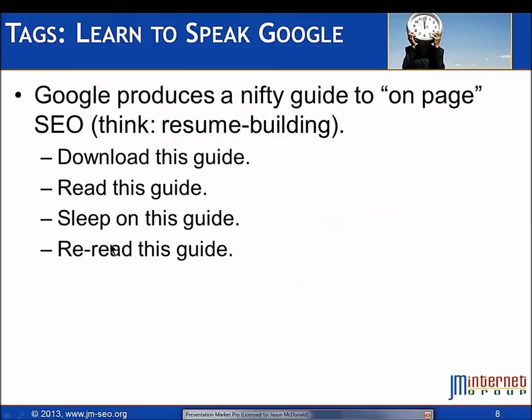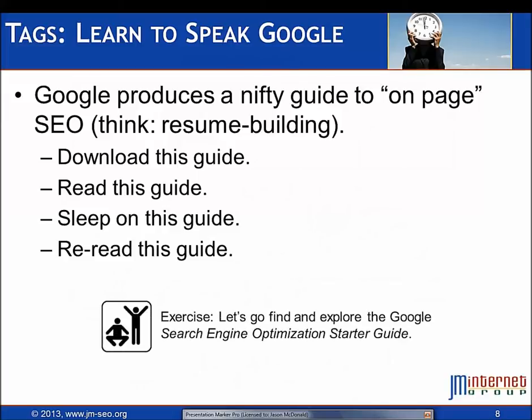What do we want to be? What do we want to dominate? In our resume analogy, what job are we going after? Okay, now we've got to learn how to speak Google. I can't teach you that in this very, very basic class. I'm just opening up your mind to the idea, hey, there's tags. Hey, they talk to Google. Now, there is a guide that Google produces called the Search Engine Optimization Starter Guide.